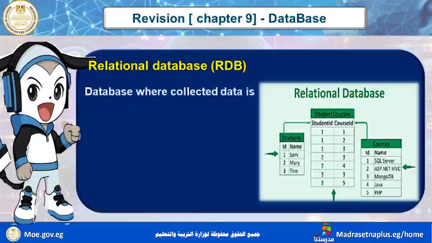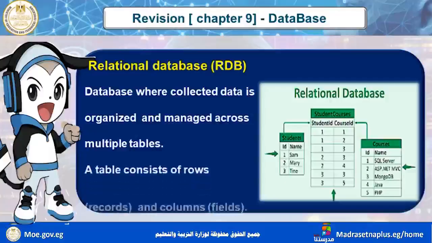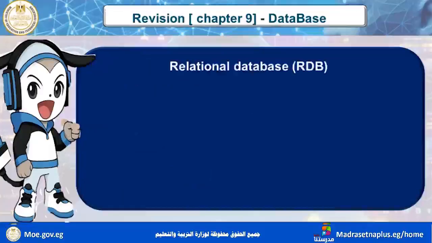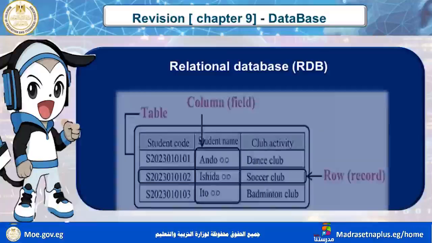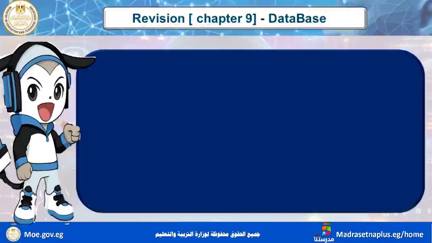A relational database is a database where collected data is organized and managed across multiple tables. A table consists of rows, which are records, and columns, which we call fields. Here we talk about a table which consists of a column, which is the student name, and a row, which is a record, which consists of data about the same item.